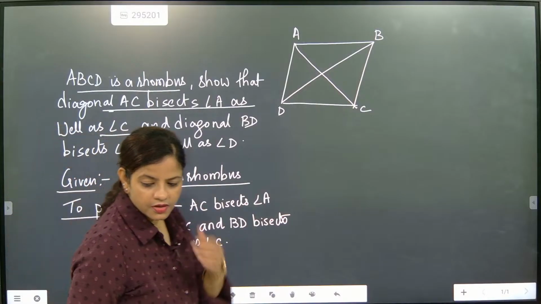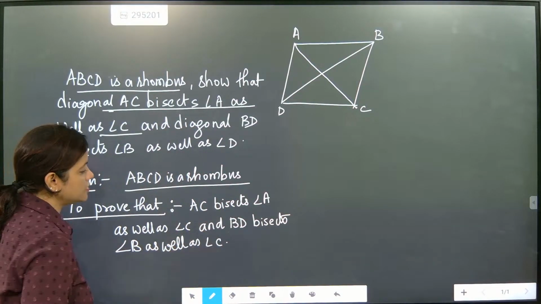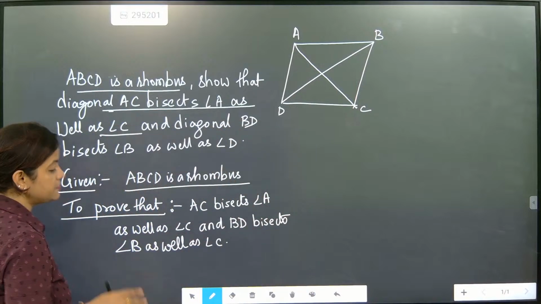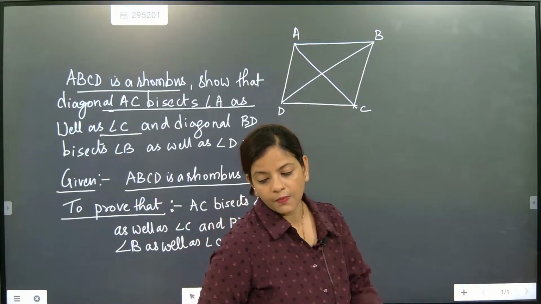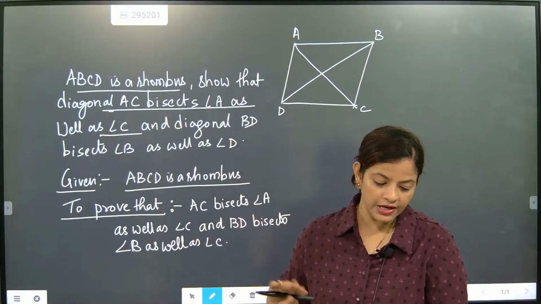So AC is bisecting angle A and C, and BD is bisecting angle B as well as angle C. This is exactly the proof what we are actually wanting. I hope you might have understood this. Till here we have understood.